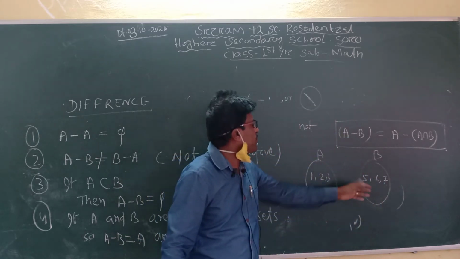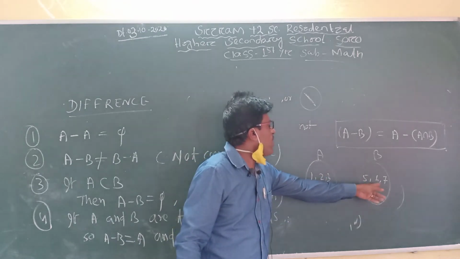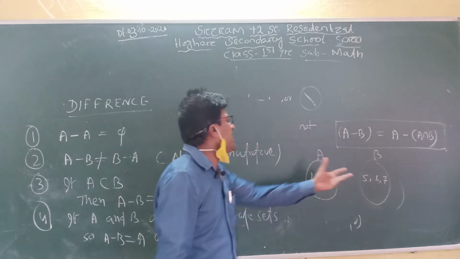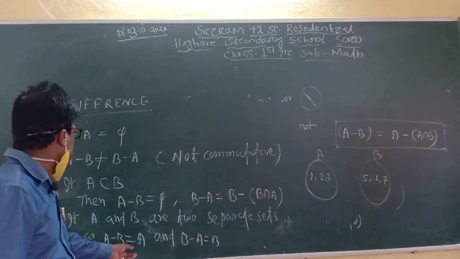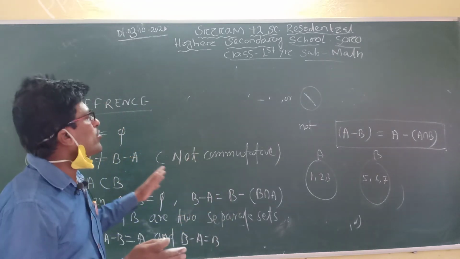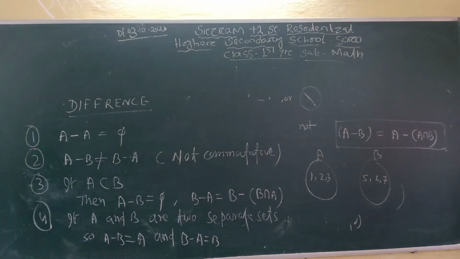There is no common element between A and B. You look, here is 1, 2, 3; there is no element 1, 2, 3 here. 5, 6, 7; there is no 5, 6, 7. So there is no common element. So A difference B is equal to A. In this case, A difference B is equal to A and B difference A is equal to B. But you remember how to create this Venn diagram also, and those are the properties of the difference.